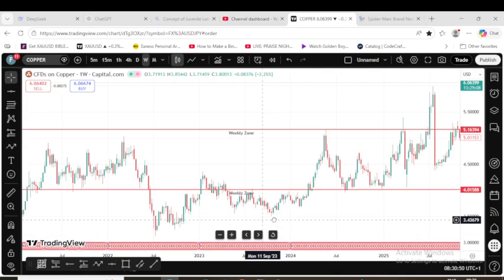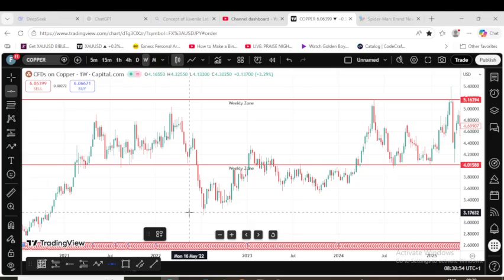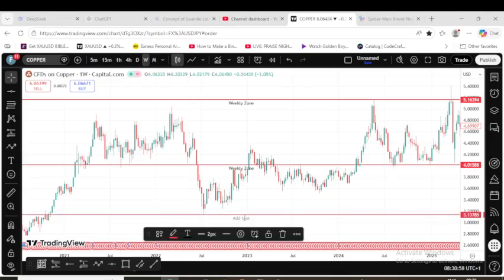We do have a zone here, but it's not a very clear zone. But I'm sure if we go further back, we'll be able to see how clear it is. But for the sake of time, YouTube videos can only ever be so long. So now that we've identified our zones on the weekly time frame, let's go down to the daily time frame and see what we can find on zones.